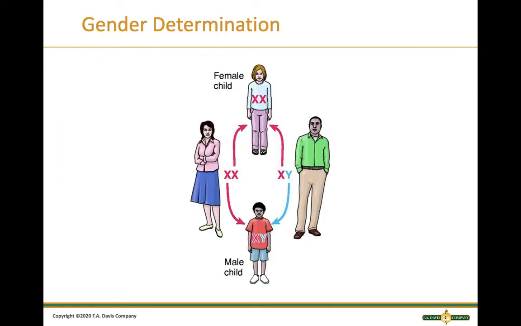Alright, this figure shows how the gender of a child is determined, and in humans it's different in different species. Basically, you're going to get an X chromosome from your mother, no matter what. And from your father, you may get an X or a Y. And if you get two X's, you're a female. If you get an X and a Y, you're a male. So that's gender determination.